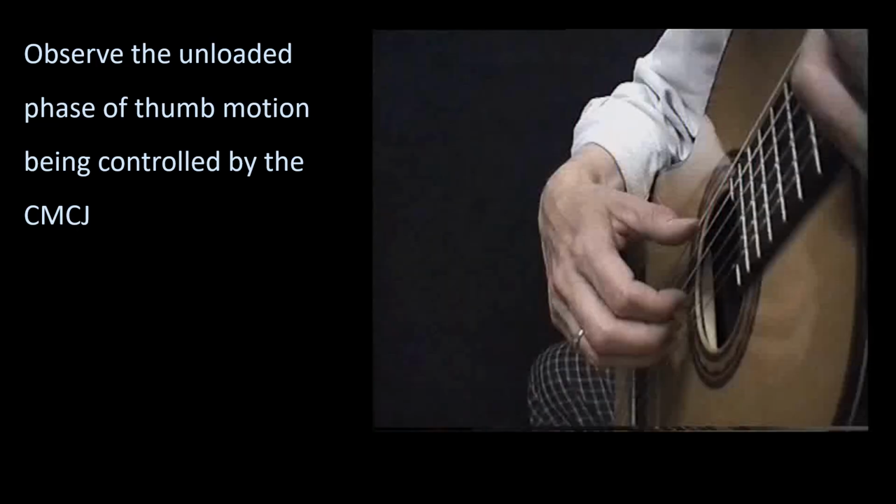In this video, the three phases of fast thumb play can be observed. The MCP and IP joints remain extended as the thumb moves to strike the string. The loaded phase of the string stroke, when the thumb contacts the string, will be discussed in the next slides.